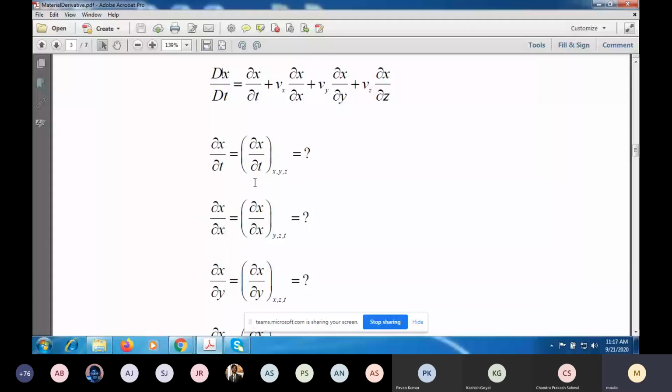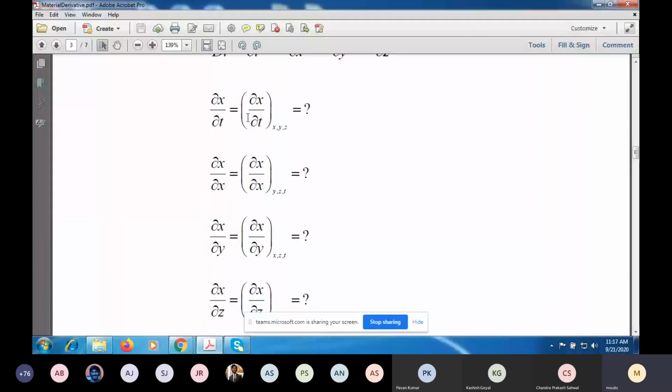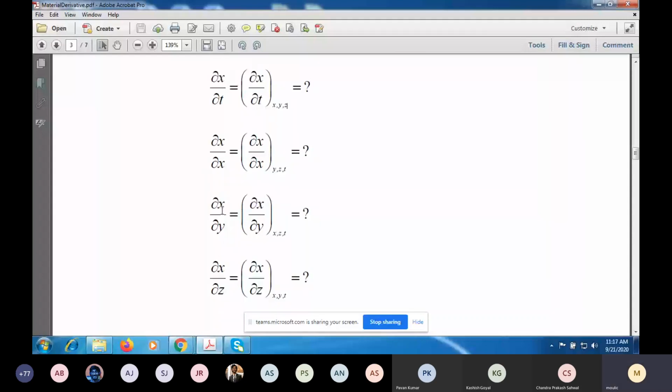Okay. But you see here, if you look at what are kept fixed, del x del t means del x del t keeping x, y, z constant. So if x is constant, the derivative is 0. Okay. And here if you look at del x del x, y, z and t are kept fixed, but x is changing. So this is 1. And if you look at del x del y here, what is kept fixed is x, z and t. So if x is kept fixed, that means x is a constant here. Okay, so it is 0.